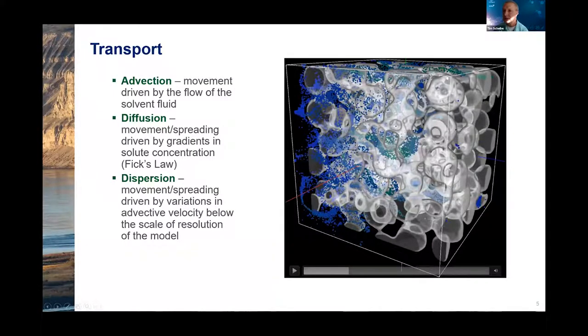So in this case, if you think of this entire cube as maybe being one grid cell of our reactive transport model, where we're simulating things at a larger scale, we're not actually capturing all these advective variations. And so at the larger scale, what that looks like is it's spreading things out much like a diffusion process. And so in many reactive transport models, dispersion is also represented as a diffusion-like process using Fick's law.